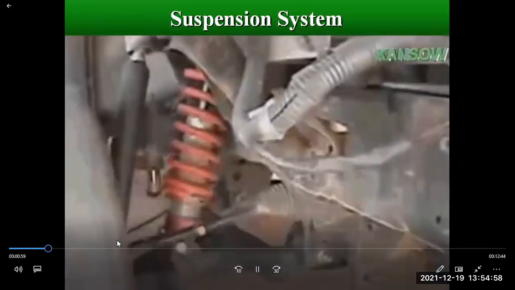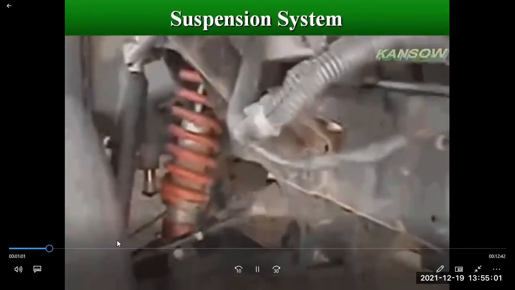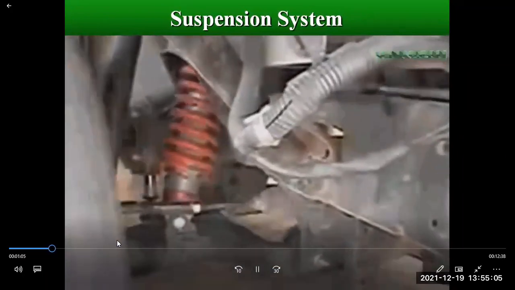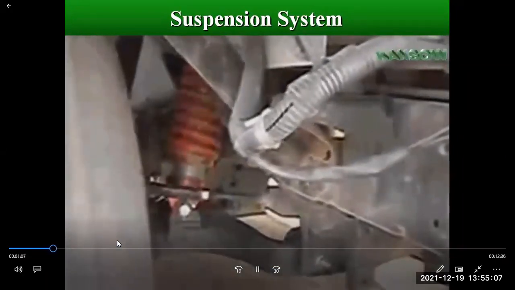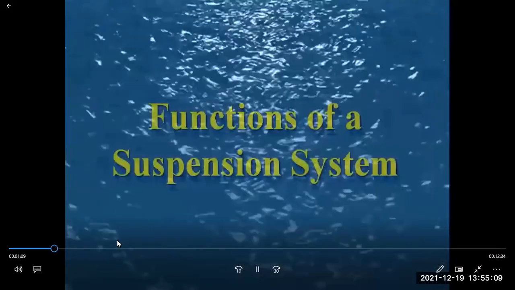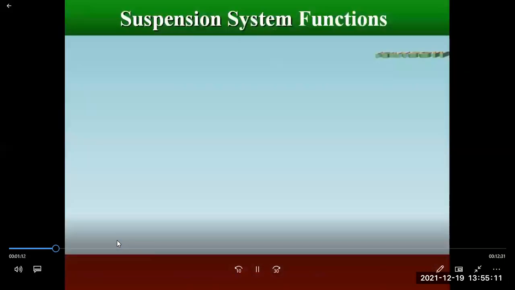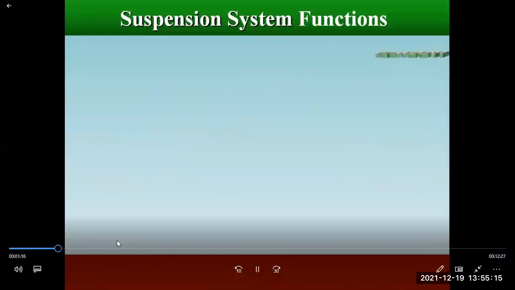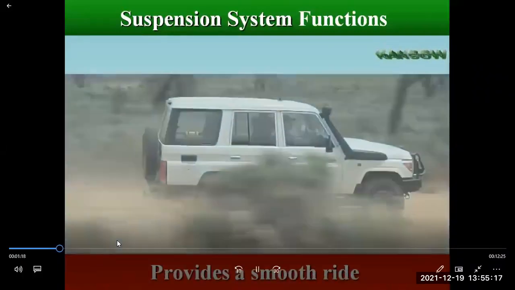The springs and other components compress and expand, as the wheel hits bumps or holes in the road. This allows the wheel to move up and down without moving the vehicle body. Supports the weight of the vehicle. Provides a smooth ride.